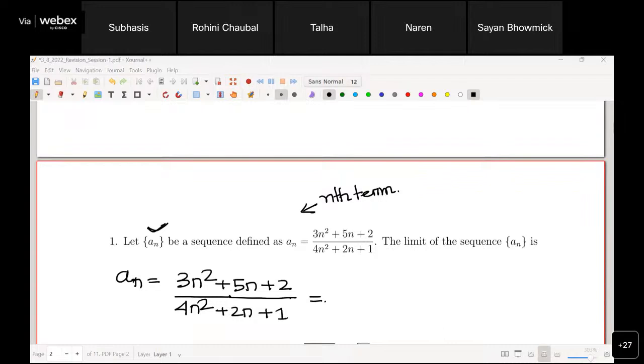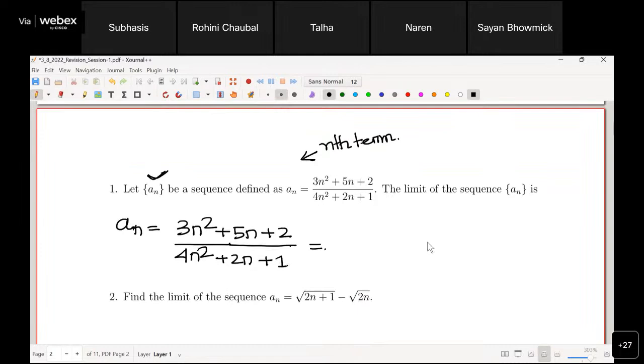Correct. So now what I need to do is take n square common from the denominator as well as from the numerator. So if I do that for the numerator, what I will get is n square into.